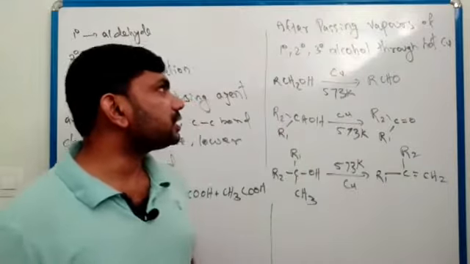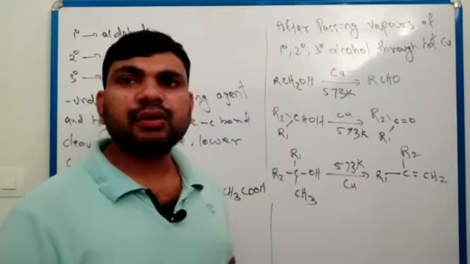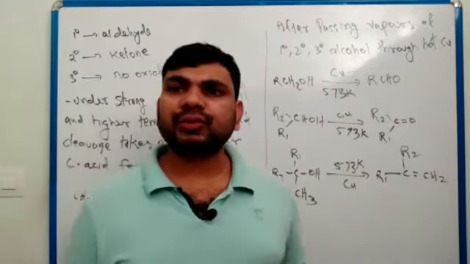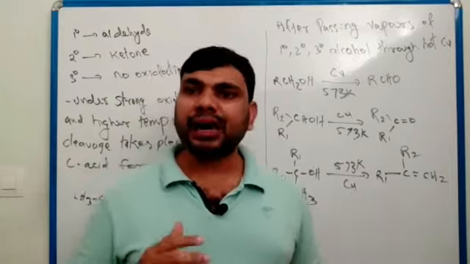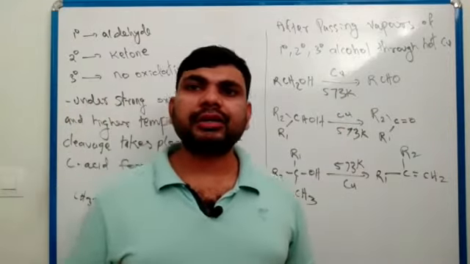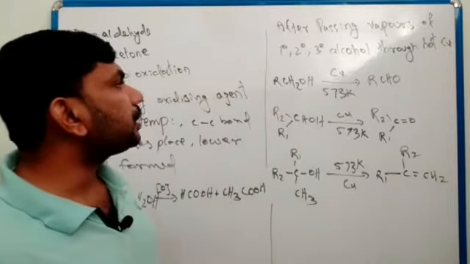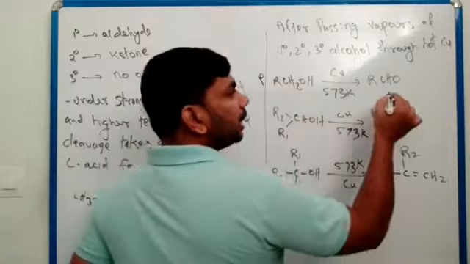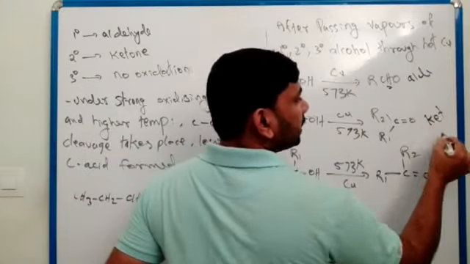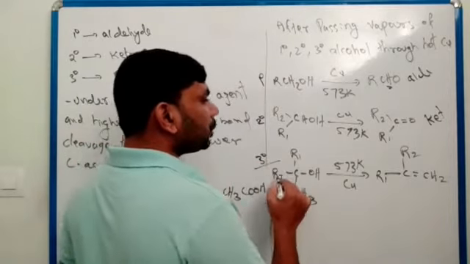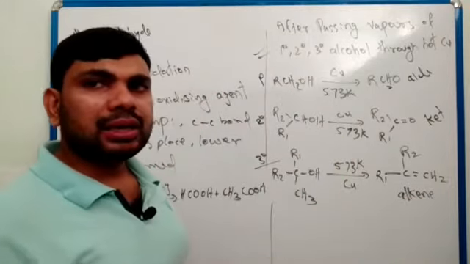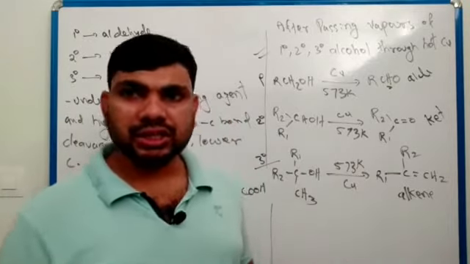Clear? Also we have to understand another thing. Vapors of primary, secondary and tertiary alcohols are passed through copper powder at very high temperature, 573 Kelvin. Here a different type of chemical reaction takes place. Primary alcohol changes to aldehyde. Secondary alcohol changes to ketone, and tertiary alcohol changes to alkene. So this test also helps to distinguish primary, secondary and tertiary alcohol.